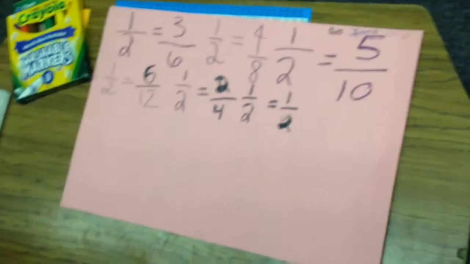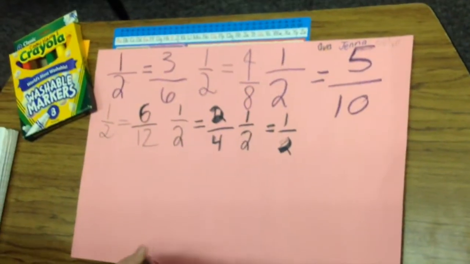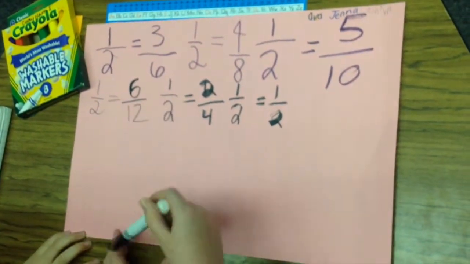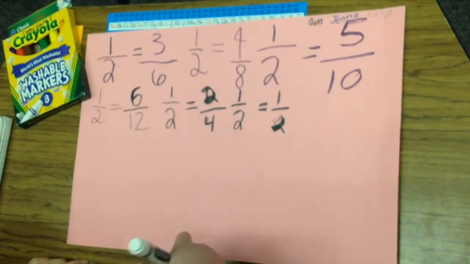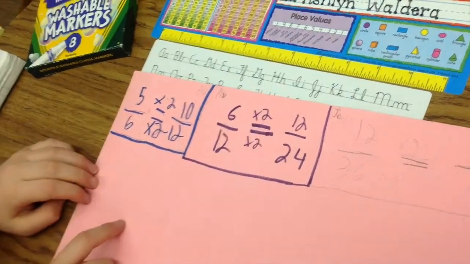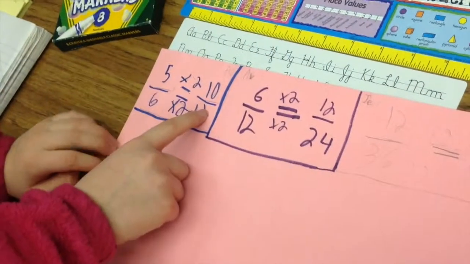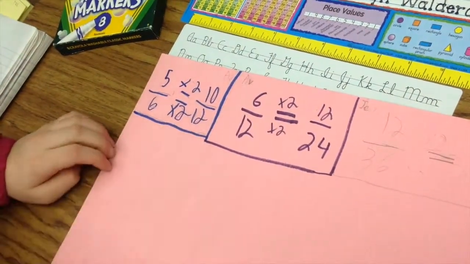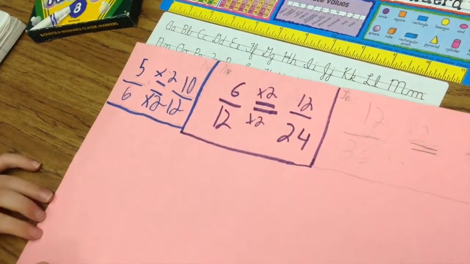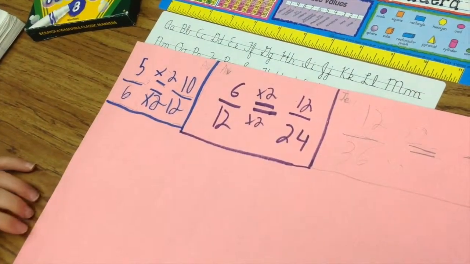Jenna, Ashlyn, and Ava are going to explain equivalent fractions to us. Well, we're going to show you a lot easier way to get equal fractions instead of having to draw them out. Like if we do 5 times 2, it would equal 10. And 6 times 2 would equal 12. Perfect. And we times it by 2, so that's how you would get 10/12 to equal 5/6.